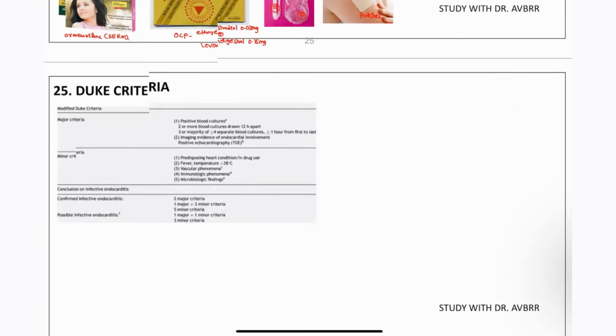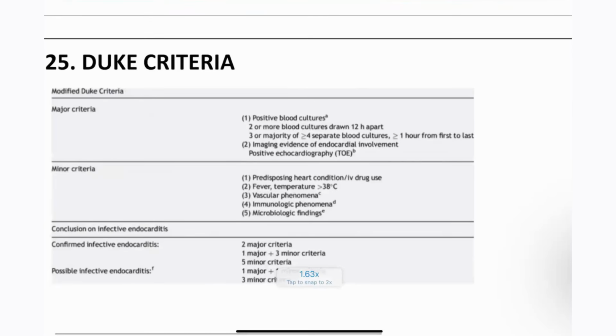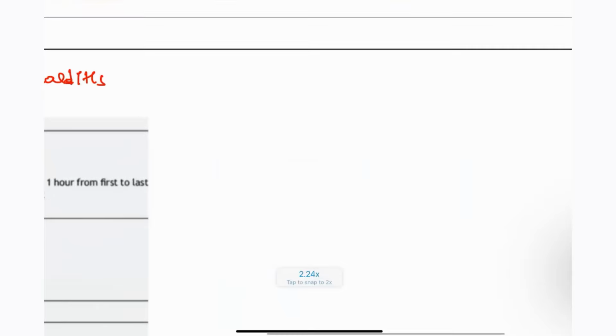Next, moving on to the Duke criteria. Where are you going to follow this Duke criteria, guys? Infective endocarditis. We use this Duke criteria to diagnose infective endocarditis. But what is the common cause of infective endocarditis? The most common cause is Staph aureus.